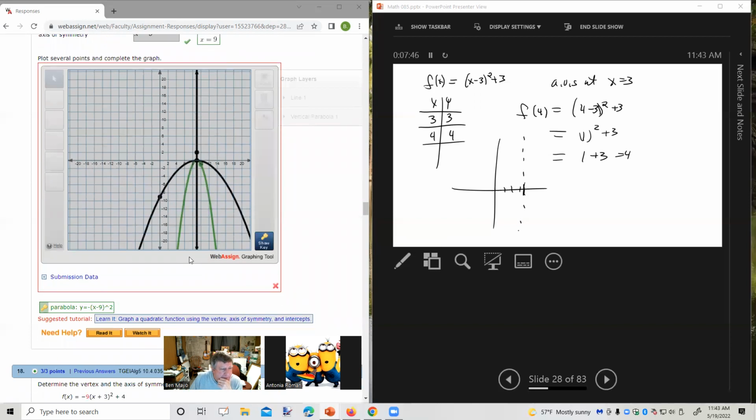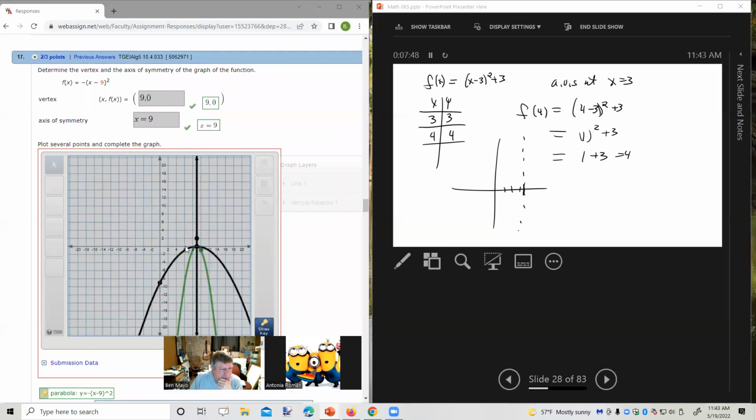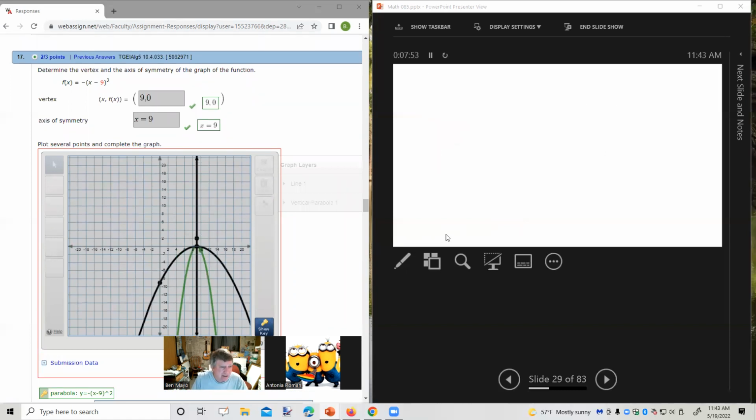Here, it looks like your problem is in your calculations because you've got the vertex correct and the axis of symmetry correct, okay? F of x equals negative the quantity x minus 9 squared. And you've got the vertex at 9, 0, okay? So I think what I would do again is I would go maybe one to the right or one to the left and maybe put in a 10 for x. So you're just right there next to it.